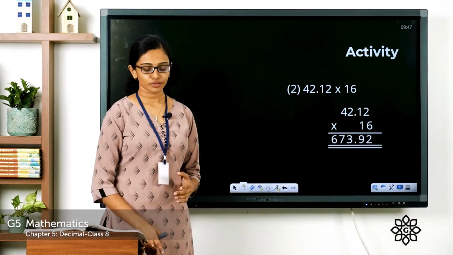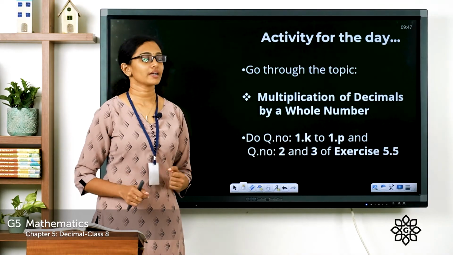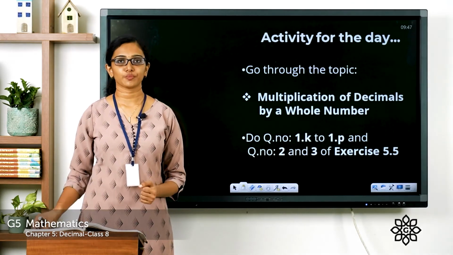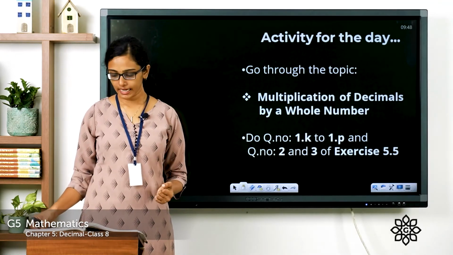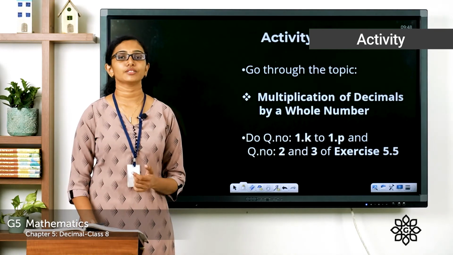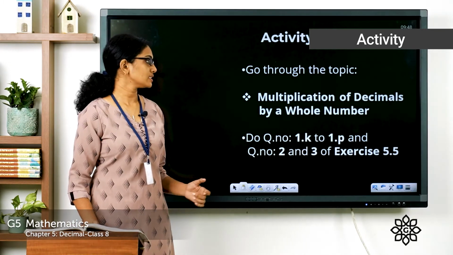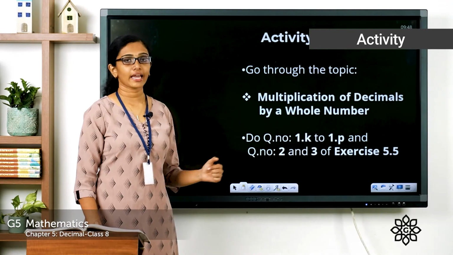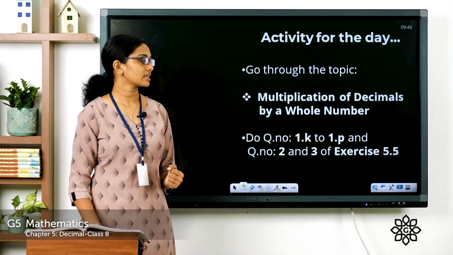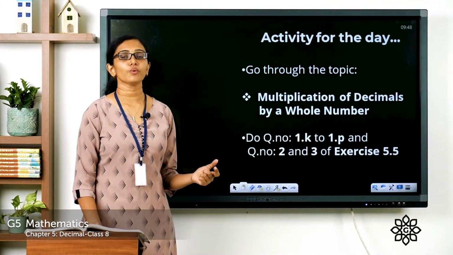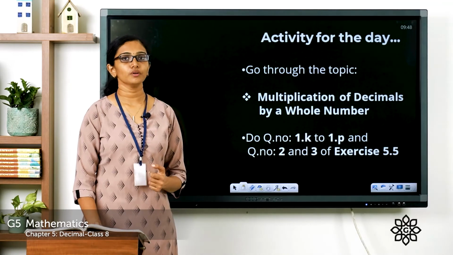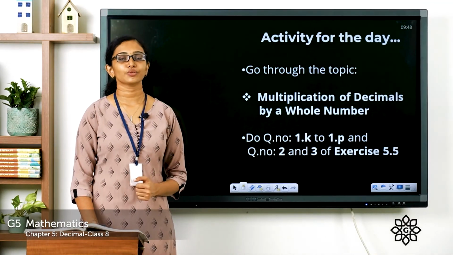Now you can go through the topic multiplication of decimals by a whole number in page number 90 of your textbook. Please go through that topic once again. Then move on to exercise 5.5 in page number 92. You have to complete the questions. Question number 1K to 1P, and also there are 2 word problems given there. The question numbers 2 and 3. You can complete the questions in your notebook, take a picture and then send us through Teams.